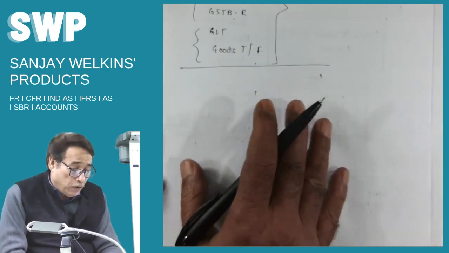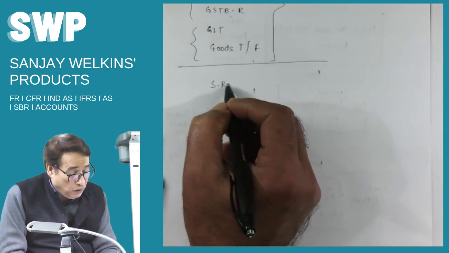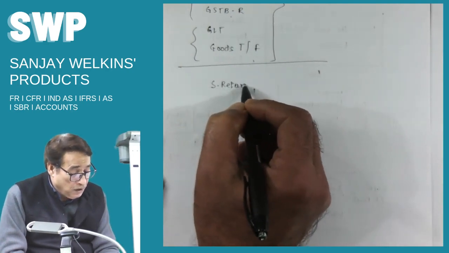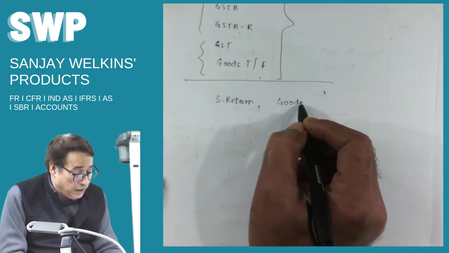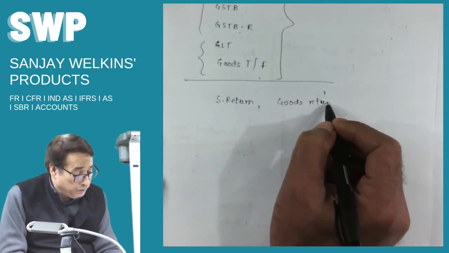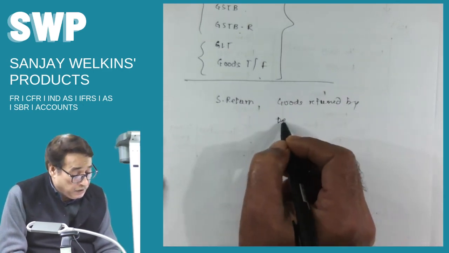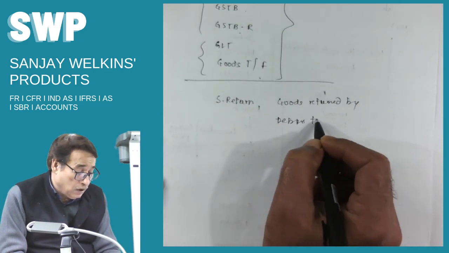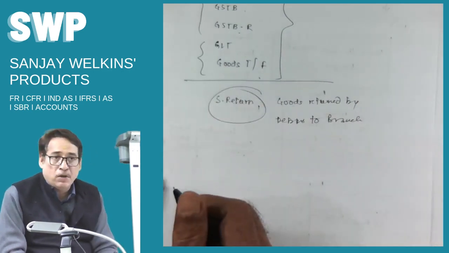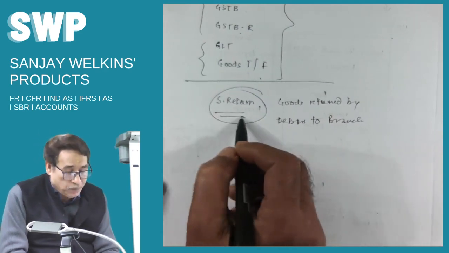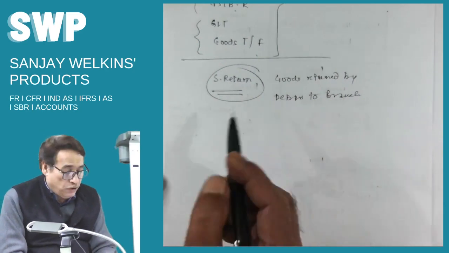Another very important point: loading is not possible on sales return. Sales return means goods returned by traders to the branch. Even these are goods, but loading is not done with respect to sales return. Why? The reason is this. It is a very important concept.